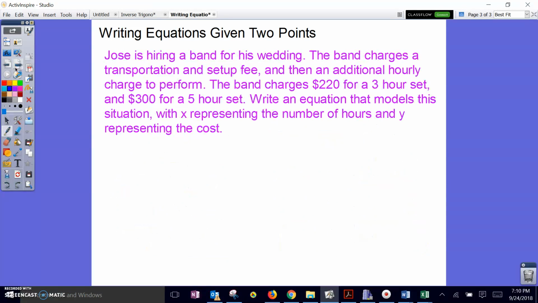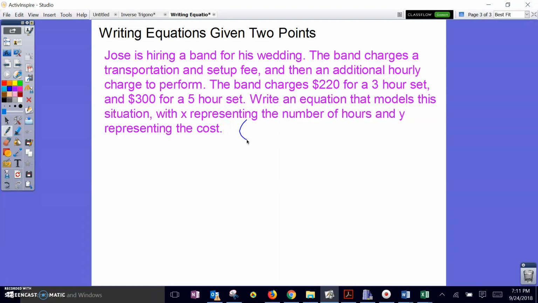We're going to look at a word problem scenario. Jose is hiring a band for his wedding. The band charges a transportation and setup fee, and then an additional hourly charge to perform. The band charges $220 for a 3-hour set and $300 for a 5-hour set. Write an equation that models this situation with x representing the number of hours and y representing the cost.